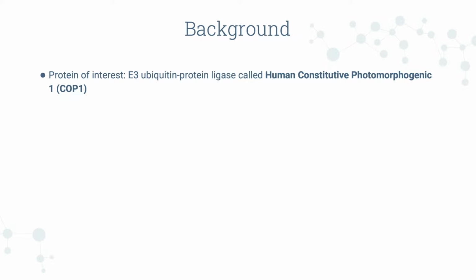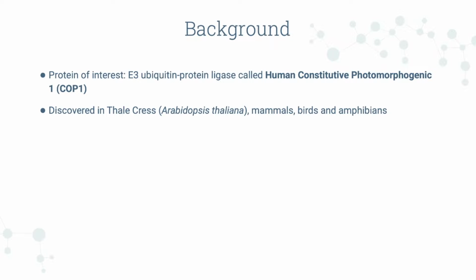My protein of interest for the project is an E3 ubiquitin ligase by the name of human constitutive photomorphogenic 1, also known as COP1. COP1 was first discovered in thale cress, Arabidopsis thaliana, but it has also been discovered in mammals, birds, and amphibians. It is encoded by the COP1 gene and found on chromosome 1q24.1 in humans.